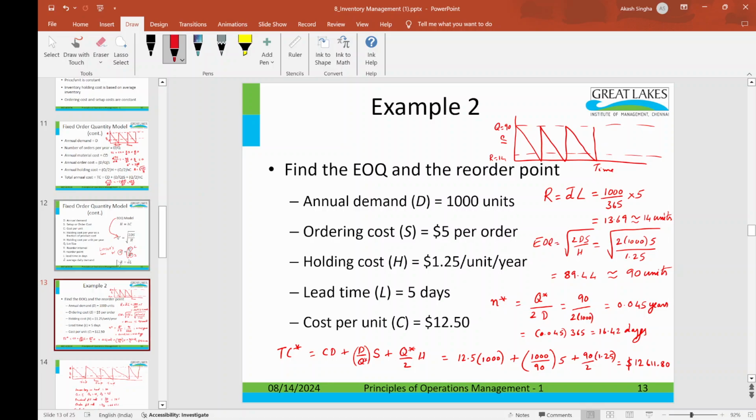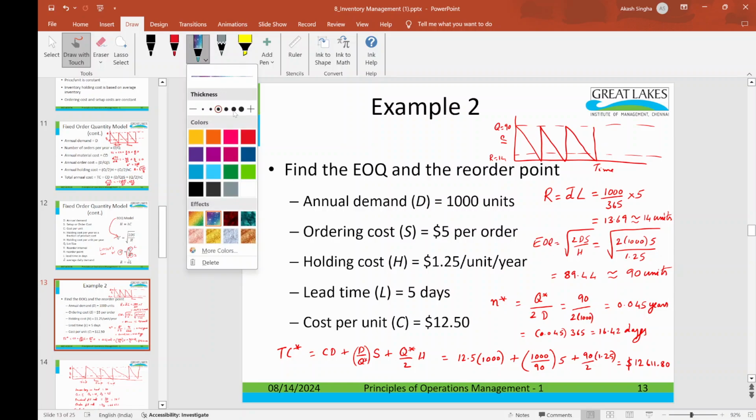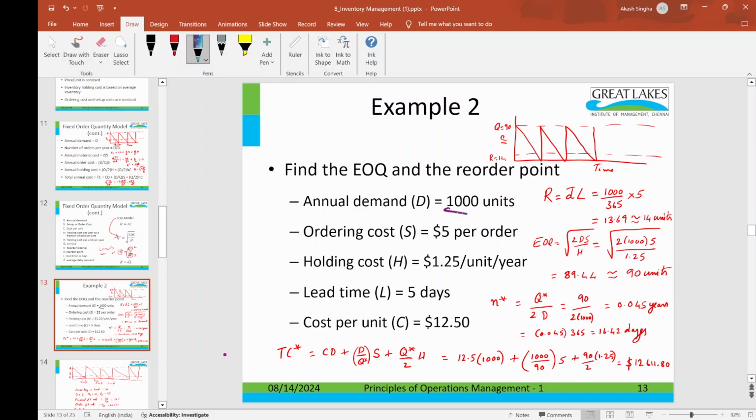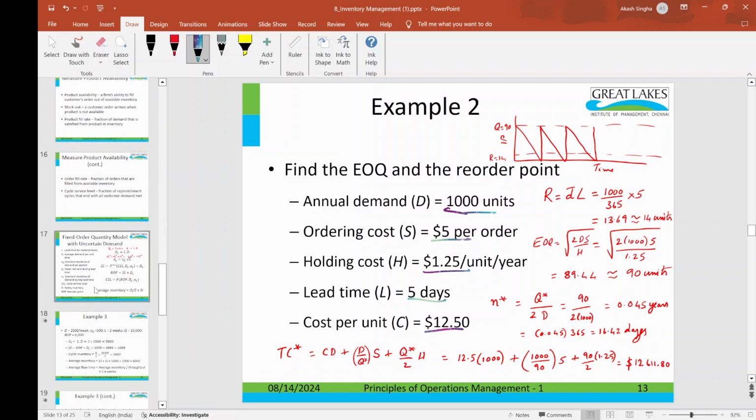Only, yeah, there is this annual demand is 1,000, ordering cost is $5 per order, holding cost was given, lead time is given, cost per unit is 1250. Now from that, you have to calculate. Okay, these were also there, right? There were some formulas of DL and everything.